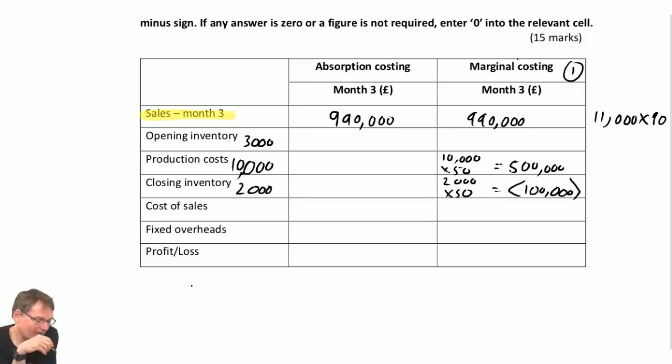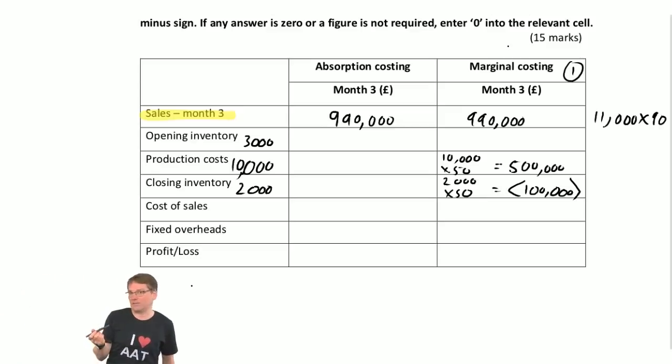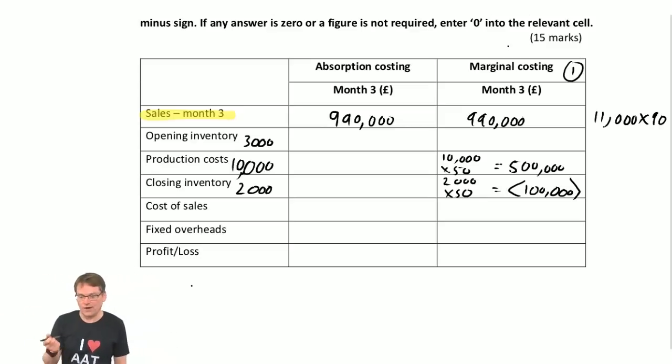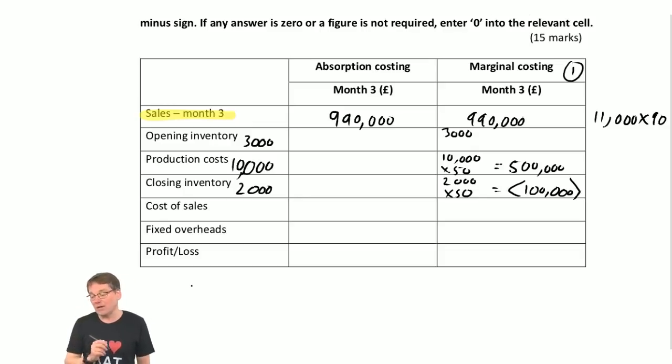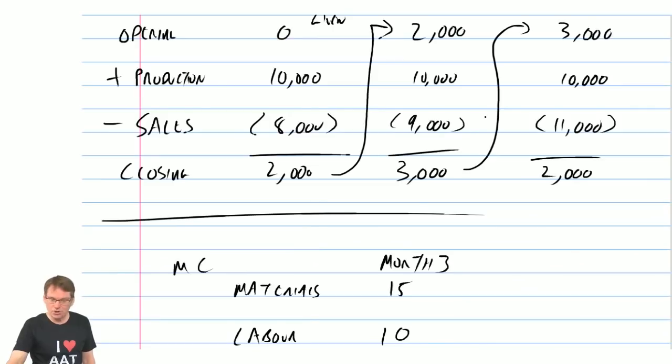So I've worked out £50 is the cost of making them in month 3. So all the ones I produced in month 3 are valued at £50. All the ones that are in closing inventory have also been made in month 3, so they are also valued at £50. But the opening inventory, the 3,000 units that I had in the opening inventory, would have been made in month 2. So I need to know what the costs were in month 2.